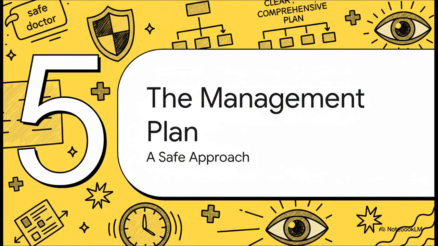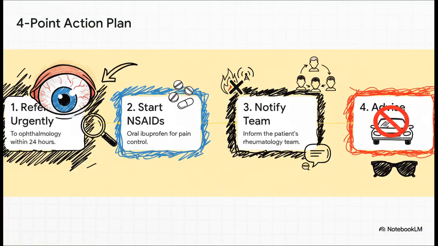All right, let's talk about the management plan. The examiner is looking for a safe, clear, and immediate plan of action. This is where you prove you're a safe doctor. Your plan needs 4 key parts. 1. An urgent same-day referral to ophthalmology. 2. Start oral NSAIDs like ibuprofen for the pain. 3. You must contact her rheumatology team. And 4. Tell her not to drive. Ticking these boxes shows a really solid, safe approach.